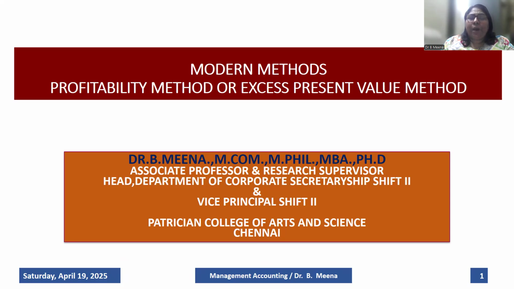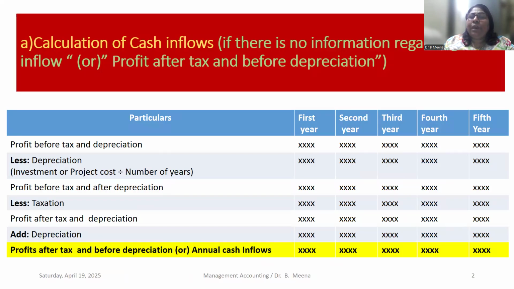In this video, I'm going to teach you one of the modern methods followed in capital budgeting technique, the profitability index method, otherwise known as the excess present value method. As usual, I already discussed in the previous video, if annual cash inflows are not given, we need to make use of this format to calculate the annual cash inflows. That is profit before tax and depreciation.